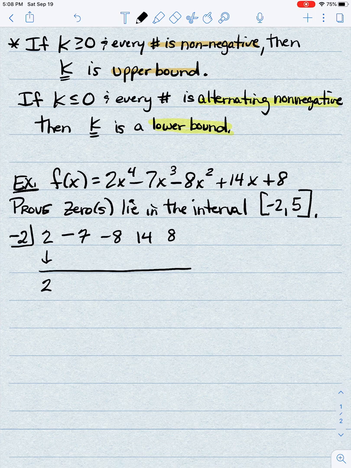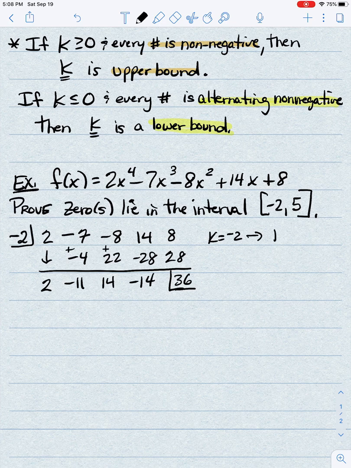Okay, so then we're going to multiply. We get -4, and then remember, add down here, so -11. Multiply again, so 22. Add down, 14. Multiply, so we get -14. And then multiply one more time. We have 28. It's going to put down here in the corner. 36 is our remainder. Okay, so for k equals -2.